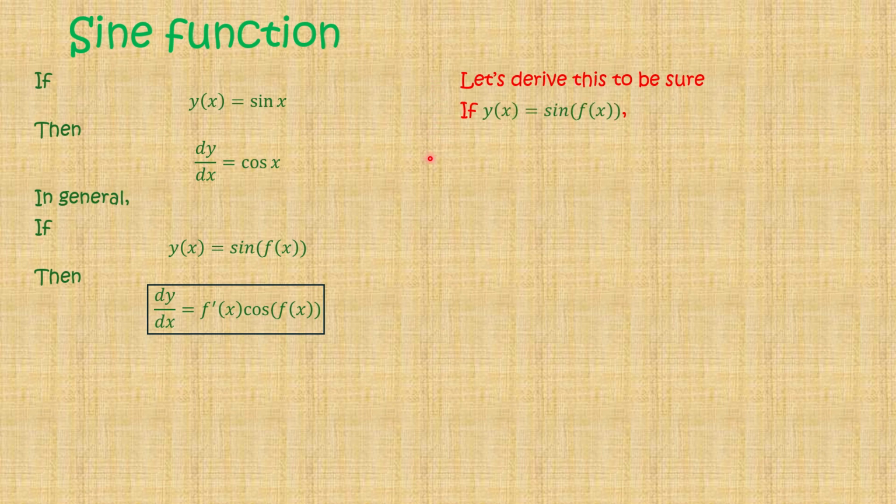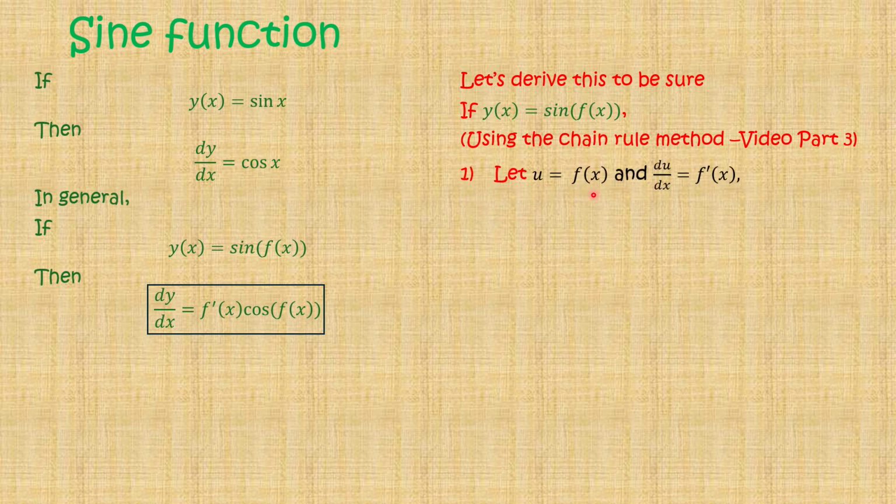Now, if y of x is equal to sine of f of x, using the chain rule method that we covered in this differentiation series, this was video part 3, we use the substitution method in order to verify. That is step number 1. u is equal to f of x, and that would mean that du/dx becomes f prime of x. Step 2 would be, since we have substituted u for f of x, y becomes sine of u. And we see that dy/du becomes cos of u.